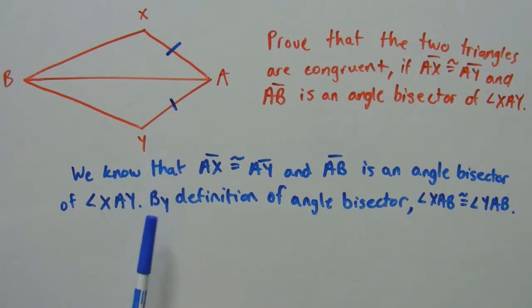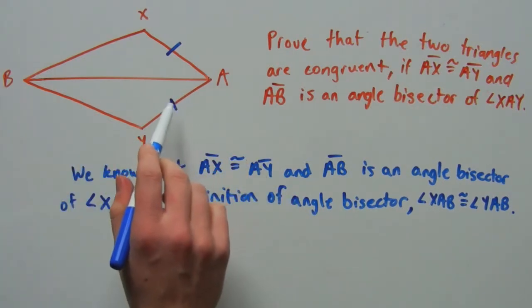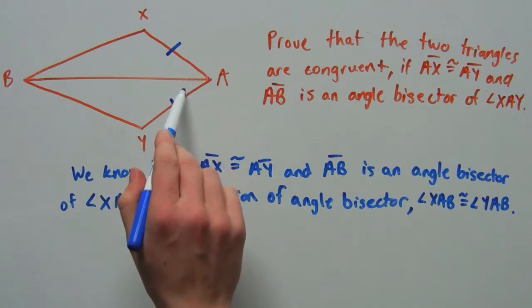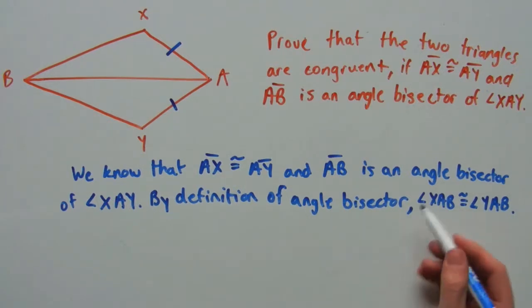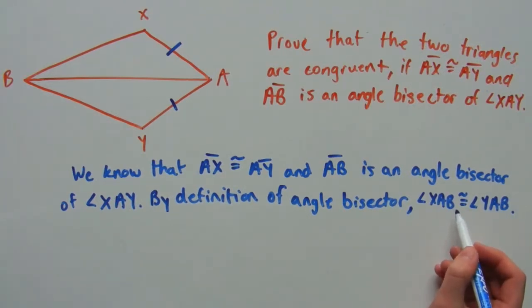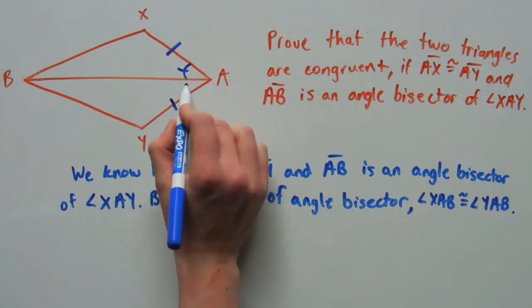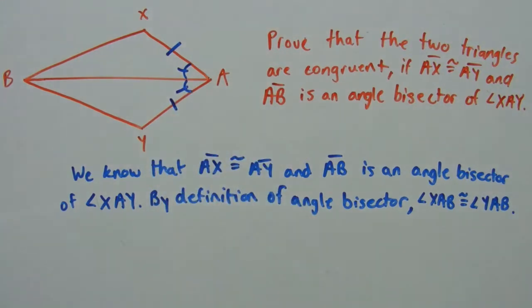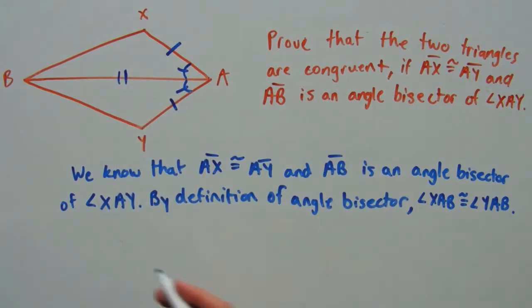So after we write the given, we can say that, if you remember, by the definition of angle bisector, if a segment is an angle bisector, then it splits the angle into two congruent angles. So that would mean that angle XAB is congruent to angle YAB. So AXB is congruent to YAB. We also know that AB is congruent to itself, and that's by the reflexive property.